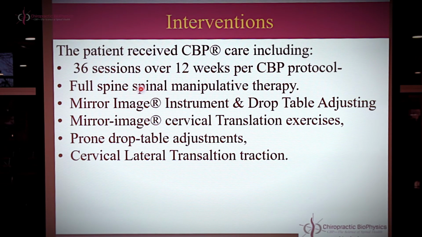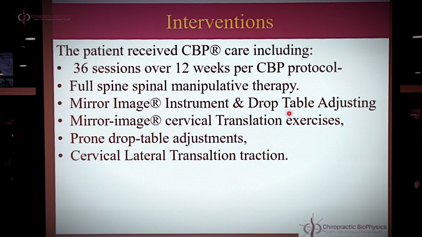We're going to do full spine manipulative therapy. We're going to do mirror image instrument and drop table adjusting to correct the spine. That's why we call this adjusting versus manipulation. This is for the joints, to get the joints to work. This is classic chiropractic. This is where we're correcting the body using CBP mirror image methods. We're going to do mirror image cervical translation exercises. We're going to do prone drop table adjustments and cervical lateral translation traction in the mirror image.